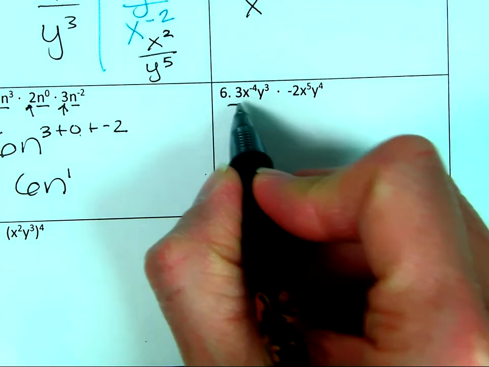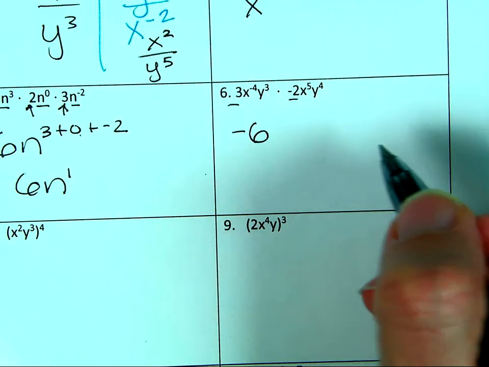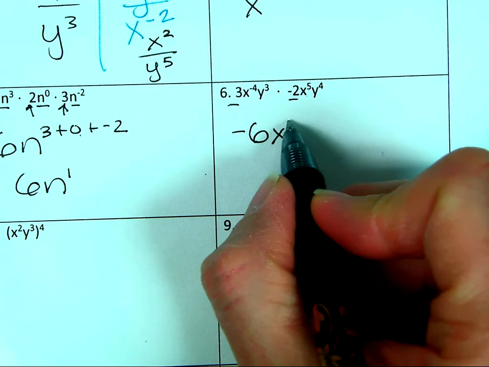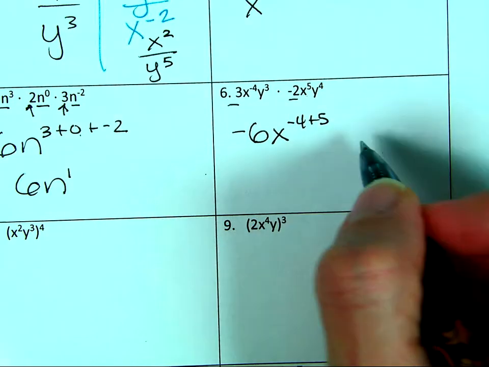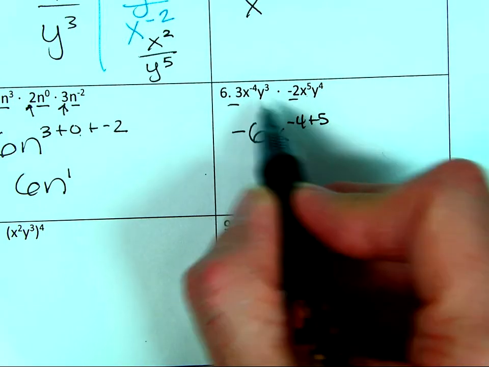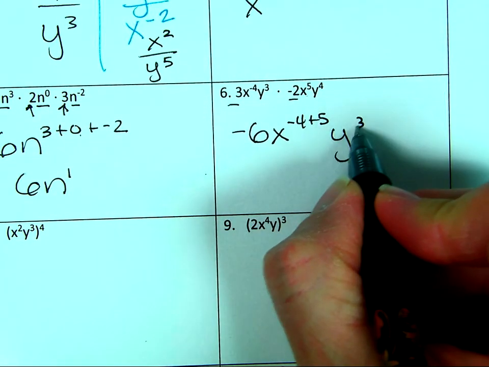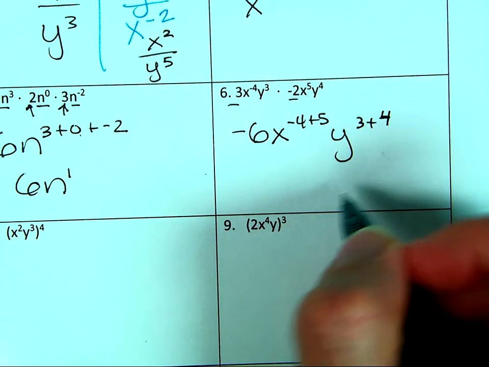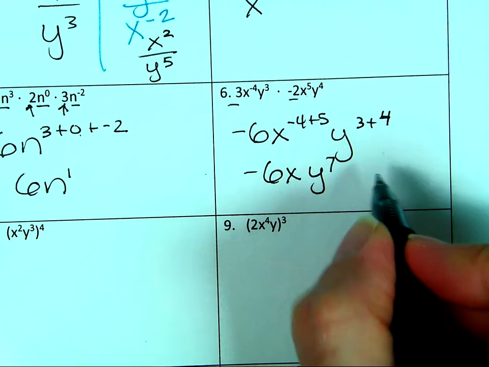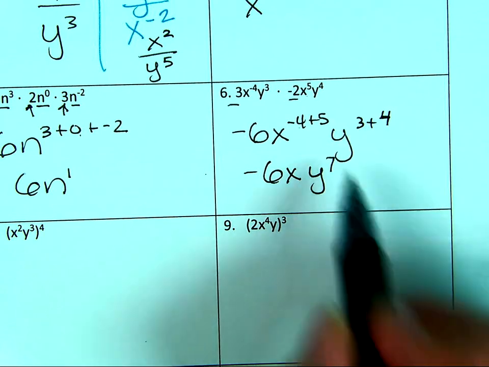So we're going to do the numbers first. 3 times negative 2 is negative 6. x to the negative 4 and x to the 5th, that's negative 4 plus 5. Because I'm multiplying, I'm going to add the exponents, because this is kind of like having 4 in the denominator and 5 in the numerator. And then y to the 3 plus 4. So then to simplify that, I get negative 6x y to the 7th, because 5 plus negative 4 is 1, and 4 plus 3 is 7.